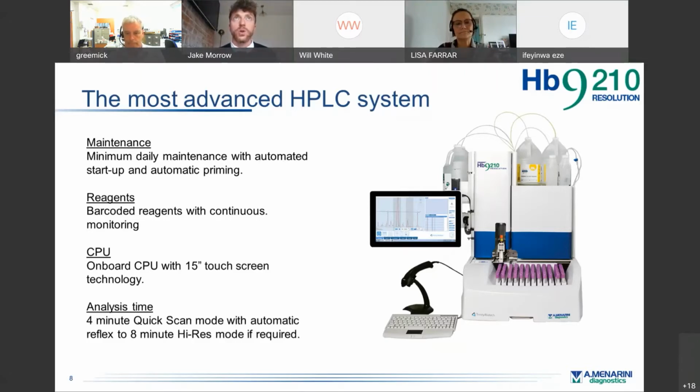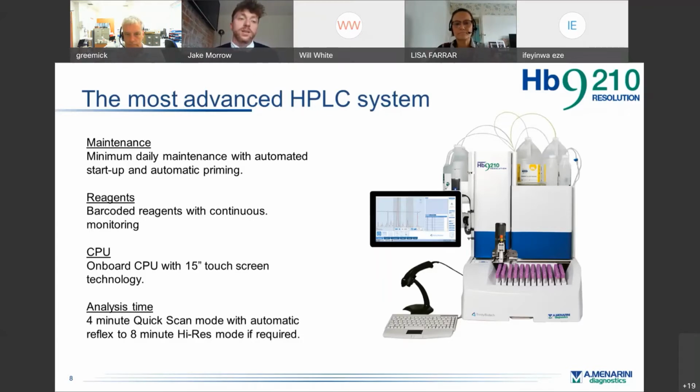All of the maintenance is automated. You can schedule startup and priming of the system each day to fit the workflow of your laboratory. The daily maintenance is simply loading the reagents and consumables for that day, and the calibrators and quality control material.